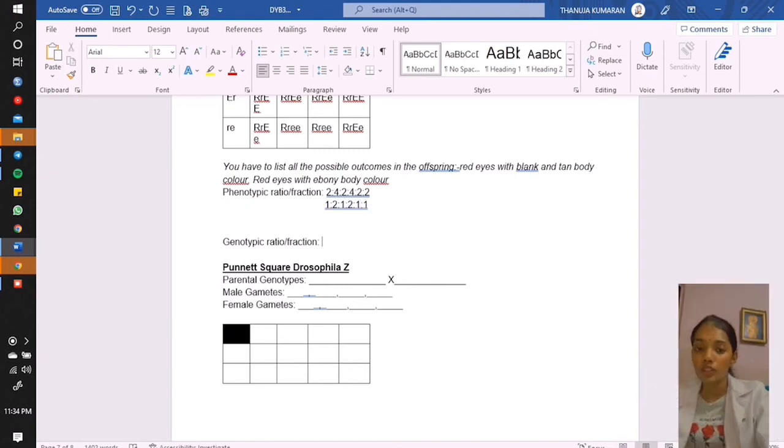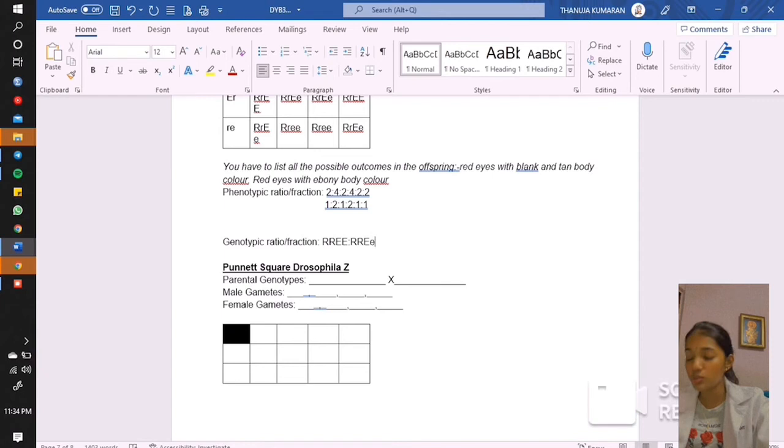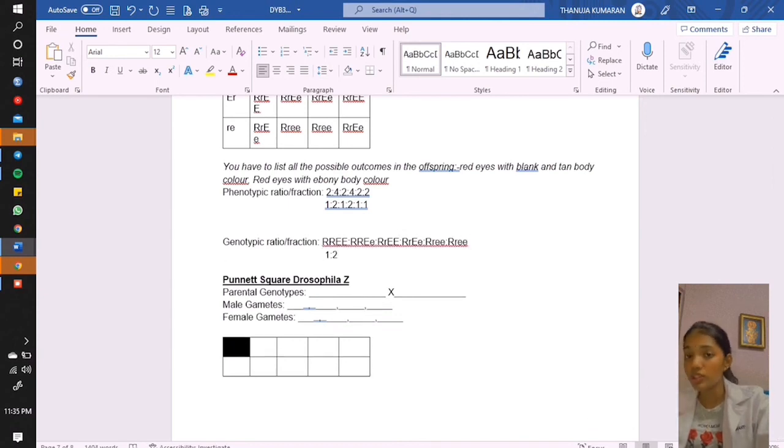For the genotype ratio, the fraction is RR EE to RR Ee to Rr EE to Rr Ee to rr EE to rr Ee and so on. The ratio is 1:2, 1:2, 1:2.